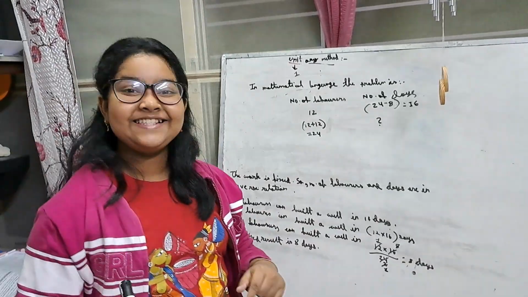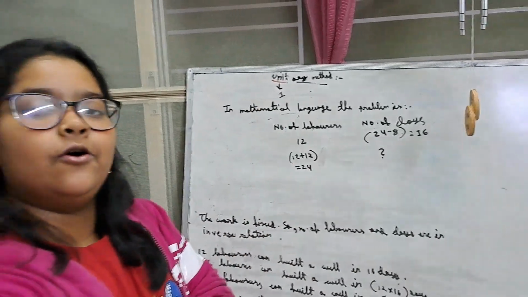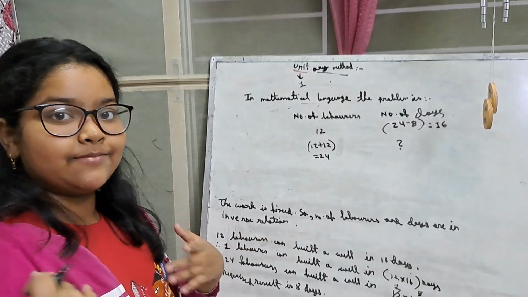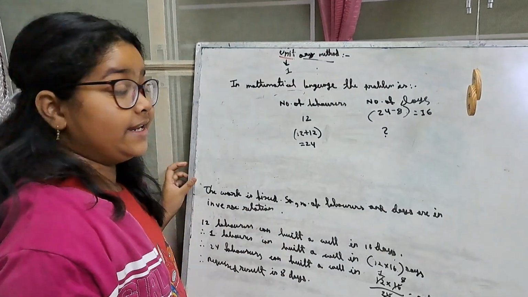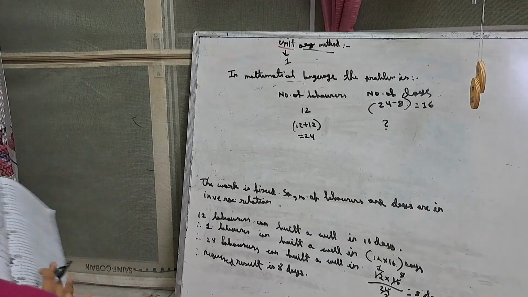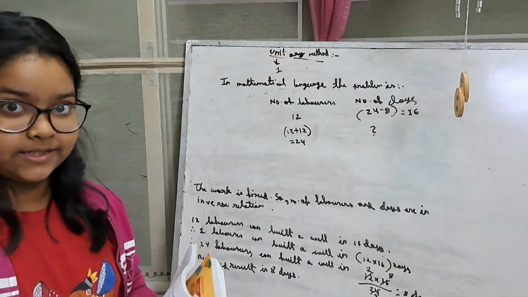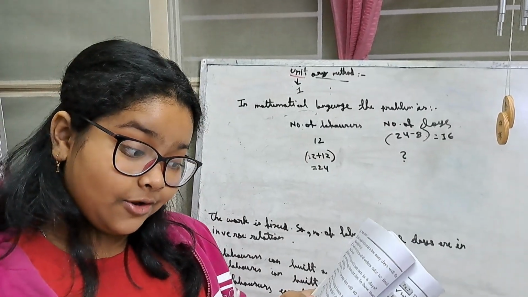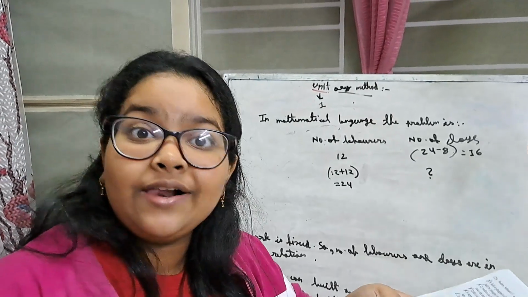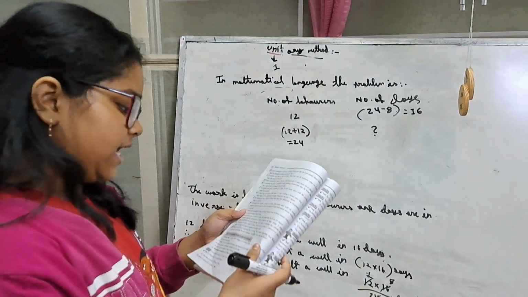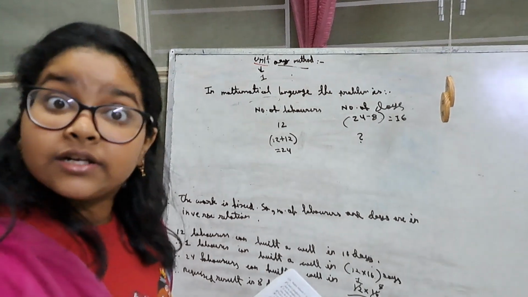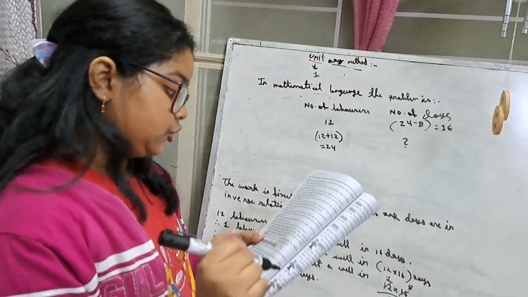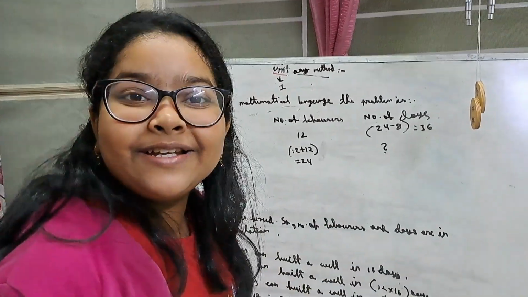Okay, so guys, I'm back with my lesson. It is a big sum. I solved it earlier and now I am introducing it. So first, let us see the problem. 12 laborers, listen very carefully. 12 laborers can build a well in 24 days. After 8 days, another 12 laborers come and join them. How long will it take to complete the work?